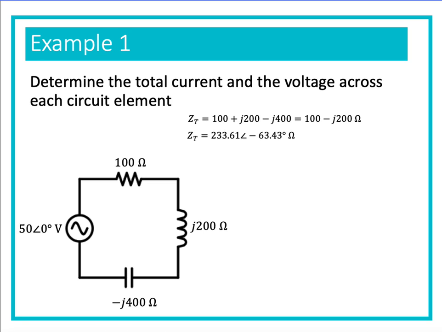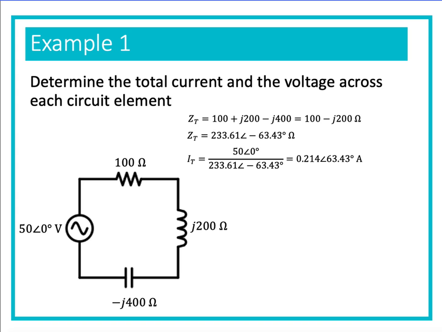That gives us the polar form, because in order to calculate the current, we're going to use the polar form first. We just use Ohm's law to find the current. So we take 50 at an angle of 0 and divide by 223.61 at an angle of minus 63.43. And we get 0.214 at an angle of 63.43 degrees amps for the total current.